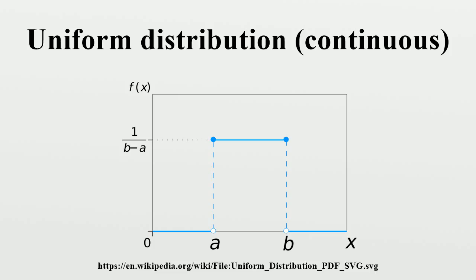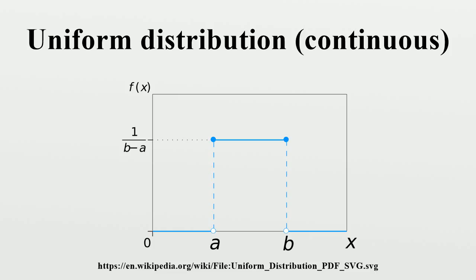Estimation of midpoint. The midpoint of the distribution, a plus b over 2, is both the mean and the median of the uniform distribution. Although both the sample mean and the sample median are unbiased estimators of the midpoint, neither is as efficient as the sample mid-range, i.e., the arithmetic mean of the sample maximum and the sample minimum, which is the UMVU estimator of the midpoint. Confidence interval for the maximum.